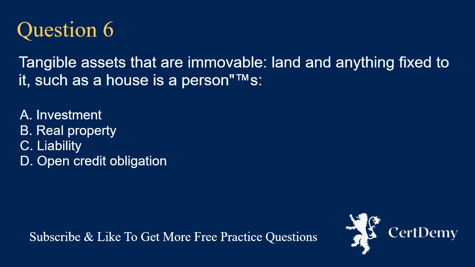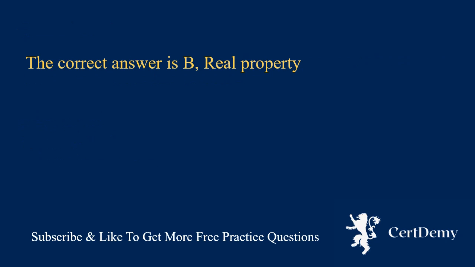Question 6. Tangible assets that are immovable, land and anything fixed to it, such as a house, is a person's A. Investment. B. Real property. C. Liability. D. Open credit obligation. The correct answer is B. Real property.